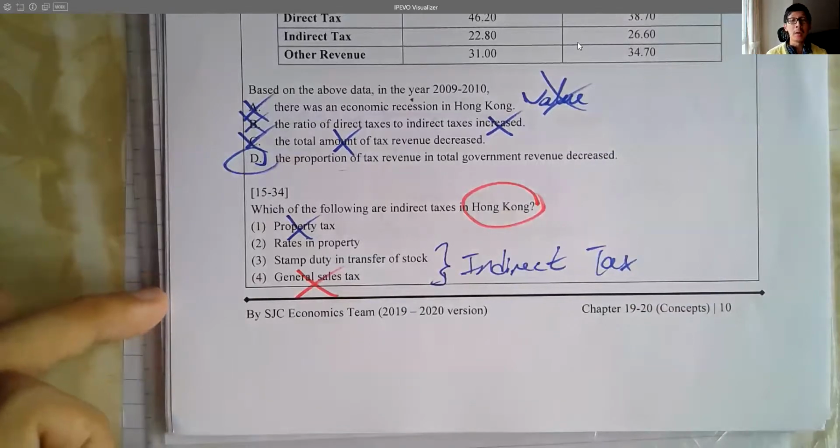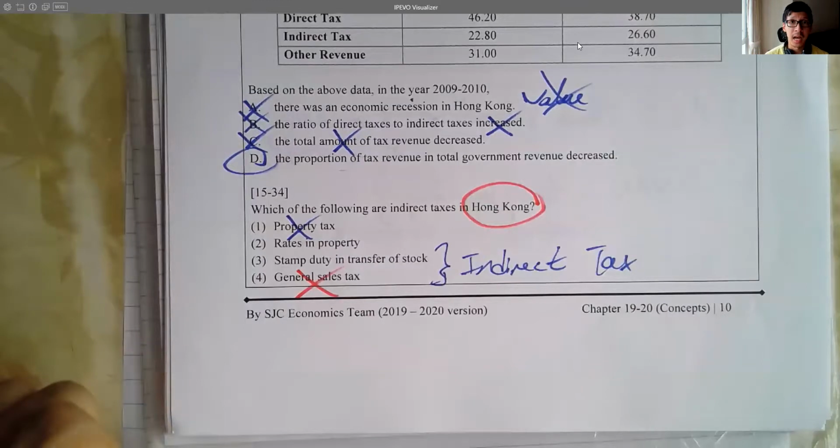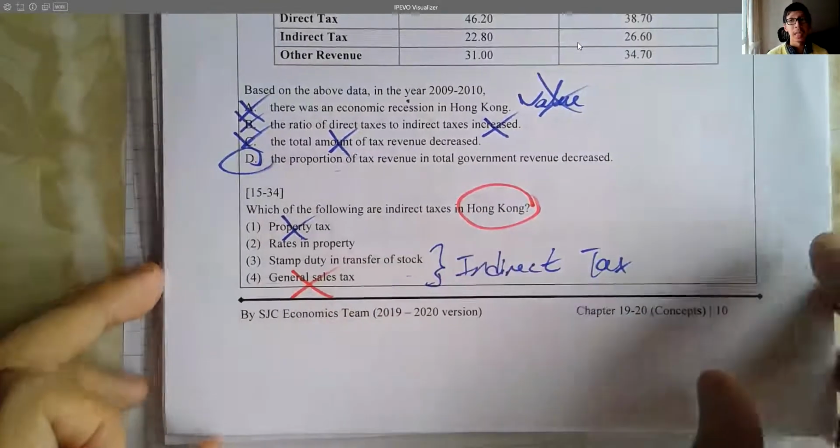Okay, again, refer to page 70 to 71 of your textbook if you need to look at what kind of taxes are included in Hong Kong. OK，好唔好？自己睇翻啦，我唔講啦，好唔好啊？嗱，所以唔該你自己小心啊。They will try to trick you like this. OK，好唔好？好，next one.